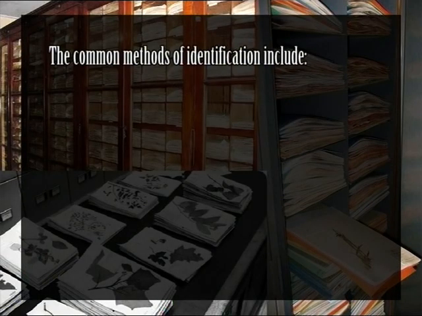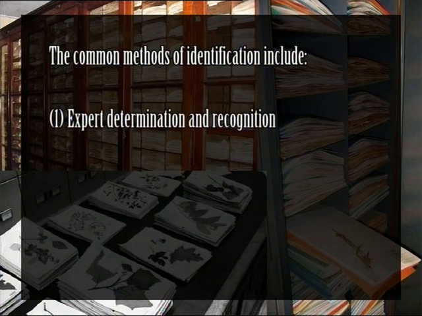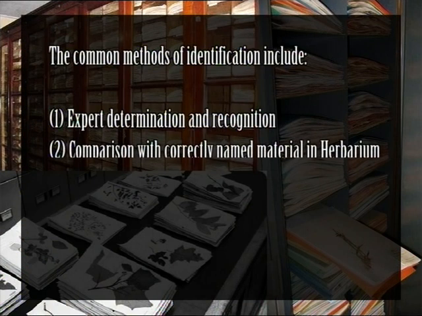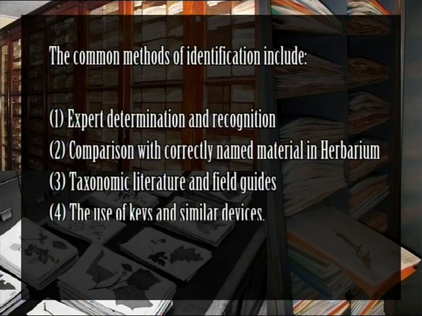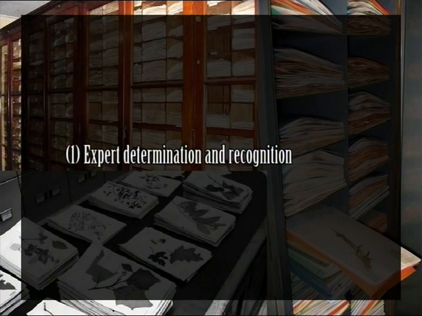Some of the common methods of plant identification are as follows. Number one is expert determination and recognition. Then we have comparison with correctly named materials in the herbarium. We take the help of taxonomic literature and field guides. We utilize keys and similar devices, and we also take the help of the internet. Now we discuss these methods one by one.